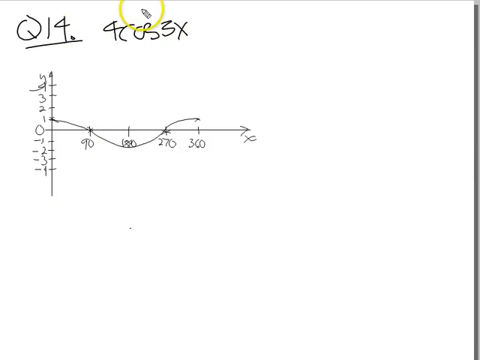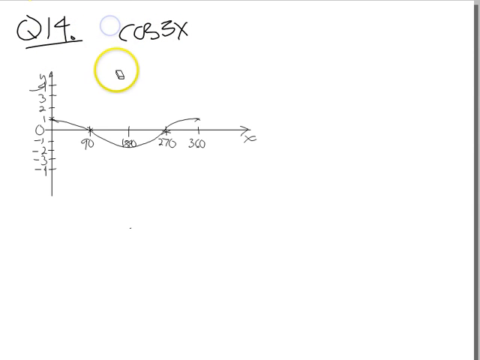Okay guys, let's have a look at 14. Then we've got this function here we want to plot, 4 cos 3x. I've drawn the cosine function here because we're used to drawing that, quite familiar with that. And we'll use that to construct this cos 3x. So the first thing I want to do is just to sketch cos 3x without the 4 in.